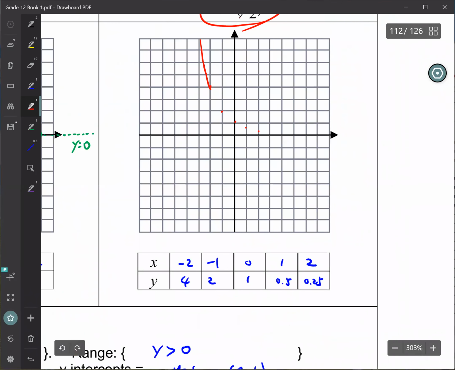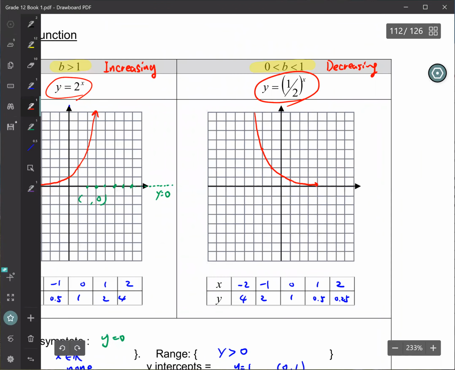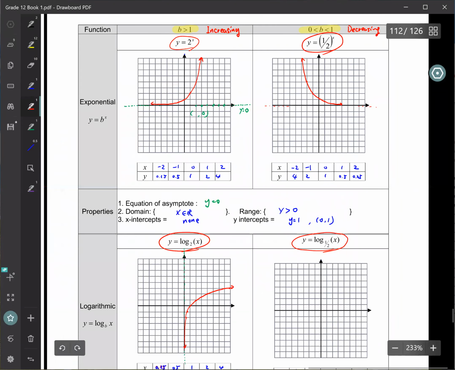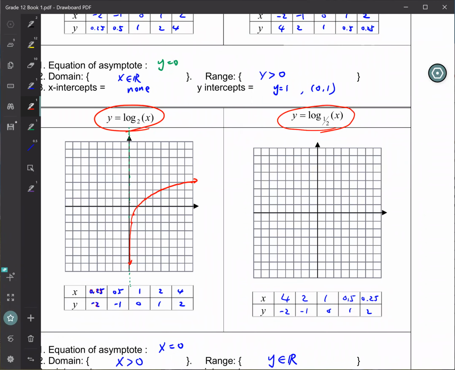So it gets lower and lower as we move to the right side, right? So it's called decreasing. Okay, and then the asymptote line, same thing. For the decreasing log, 4, -2, 2, -1. So it's decreasing in a different way, right?